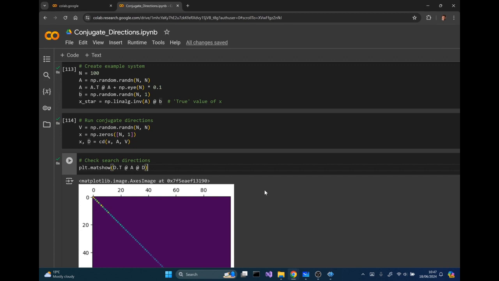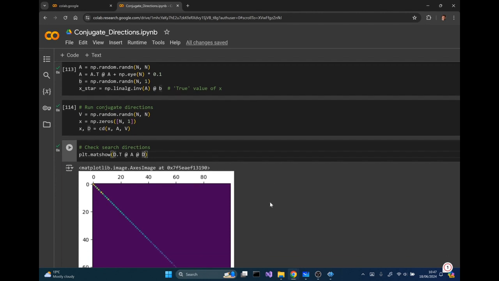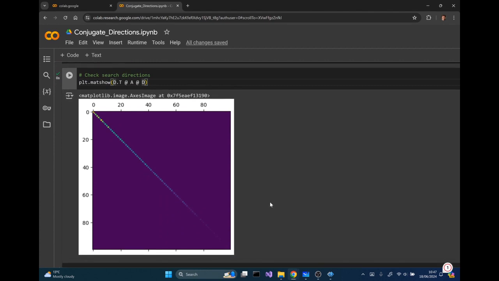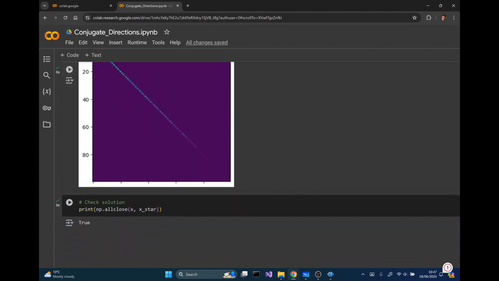One of the things I want to do to make sure it's working okay is to check that all of our search directions are indeed A orthogonal, i.e. check that the A orthogonal Gram-Schmidt process is implemented correctly. If it is, it means that the matrix D transposed multiplied by A multiplied by D should be diagonal. I've just plotted that as a quick check, and it looks okay. And then finally at the end, we check our solution against that obtained by computing the full inverse of A, and they are both the same or close enough. So everything seems to be working okay.